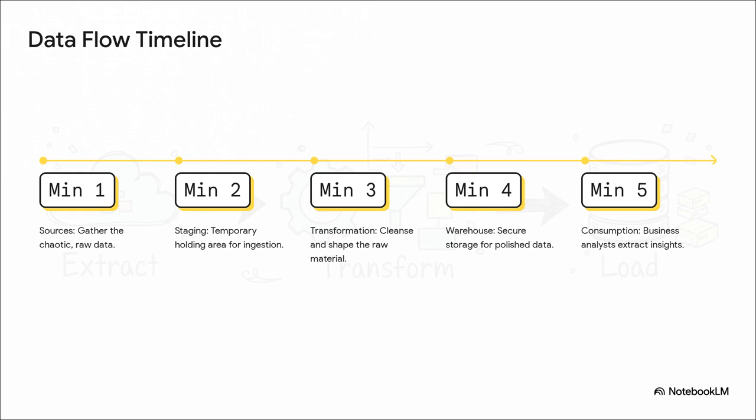Point 4 is the warehouse. These are the organized, well-lit shelves where the polished data sits securely. And finally, point 5 is consumption, where business analysts and data scientists actually access the data to make their decisions. It's a brilliant, highly logical progression.